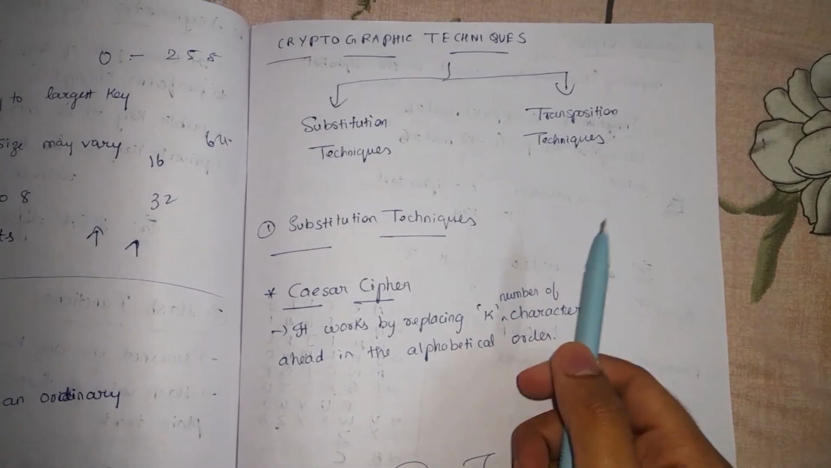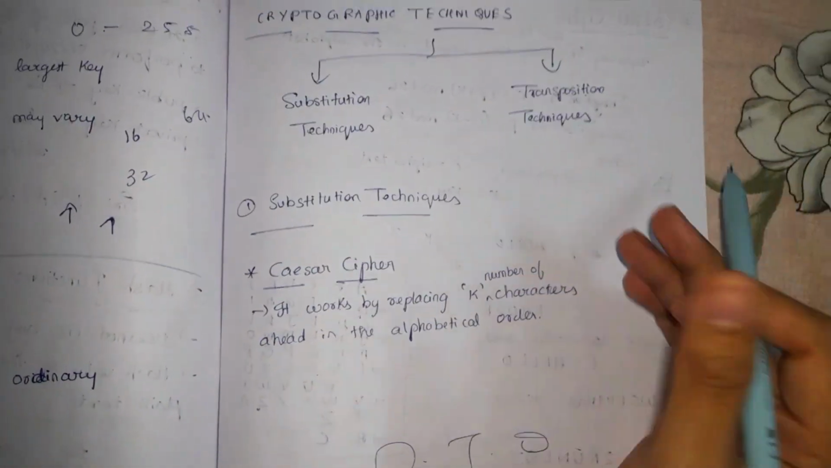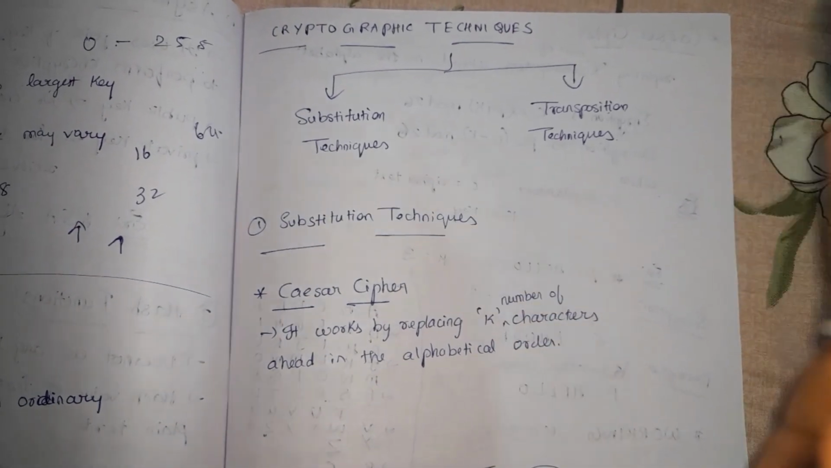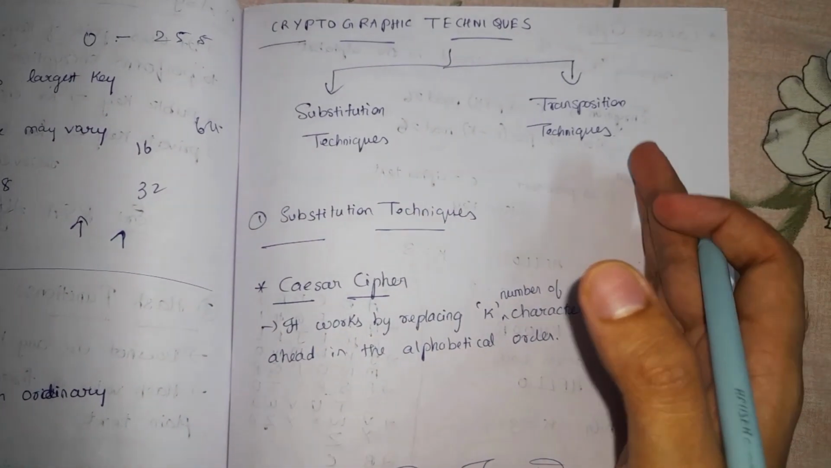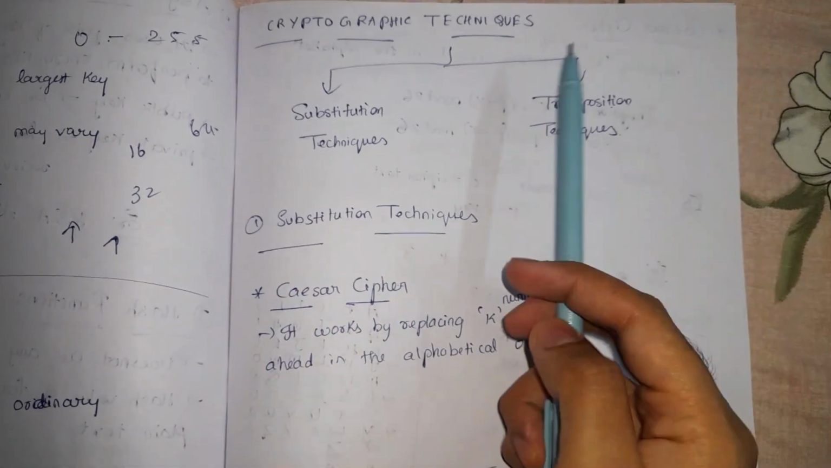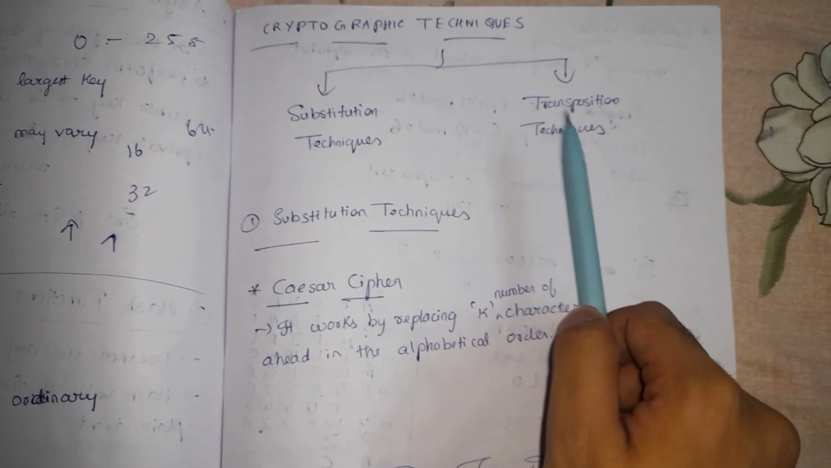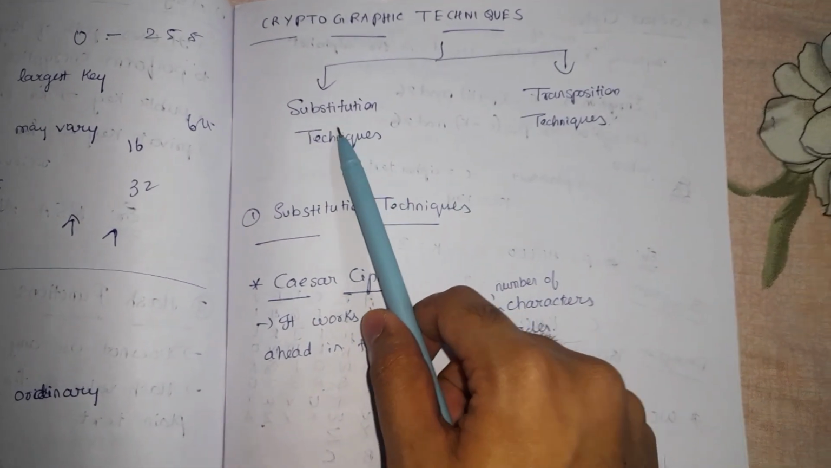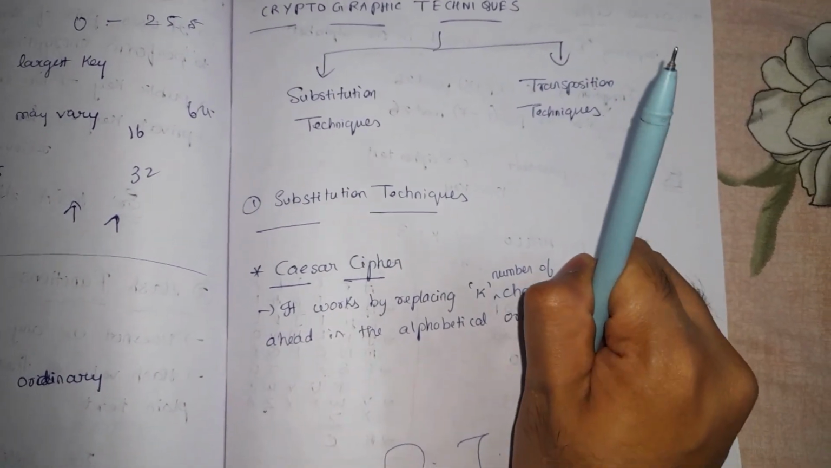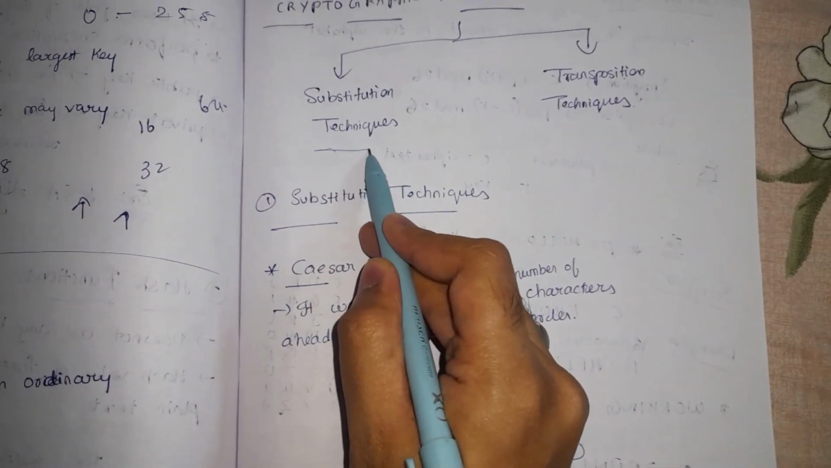So in this video we will be looking at cryptographic techniques. Now cryptographic techniques basically means the smallest, or should I say the very basic, techniques in which we can encrypt our data. There are two types of techniques in this. One is substitution techniques and another is transposition techniques. In both of these we have many other techniques, so we will explore each and everything in detail. First we'll start with substitution techniques.